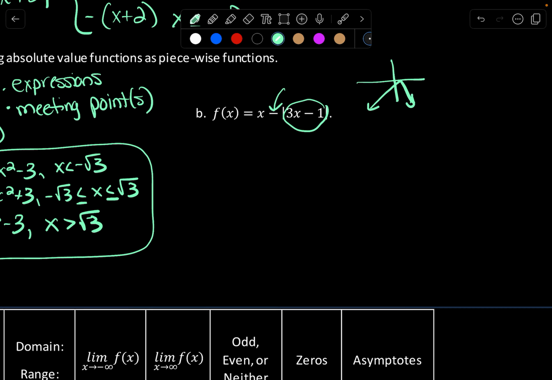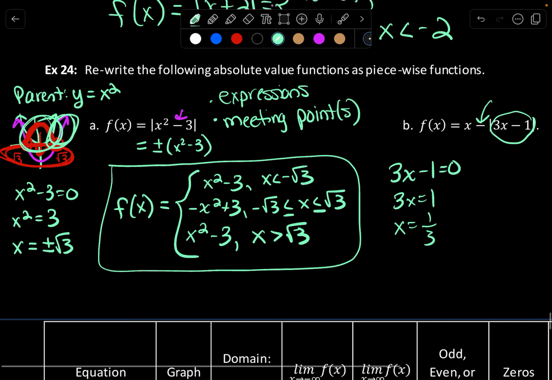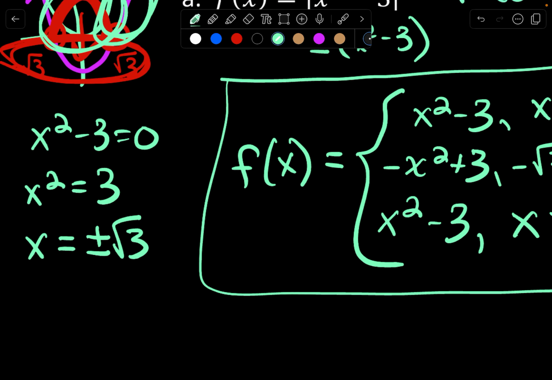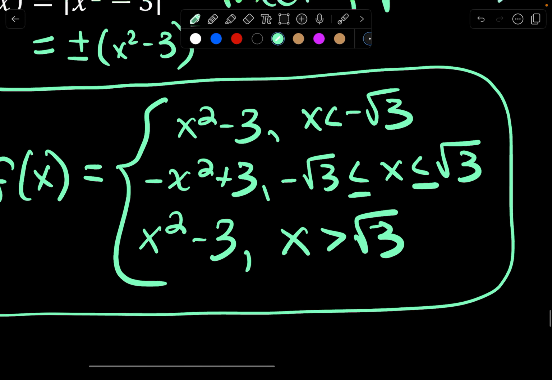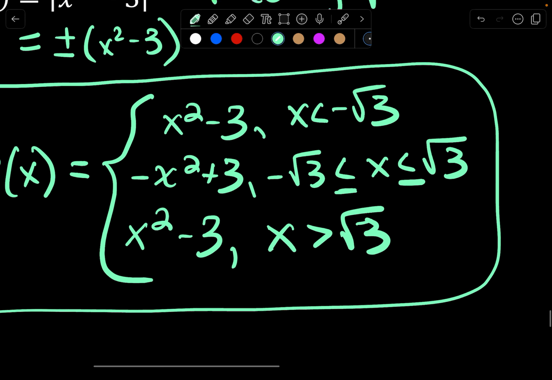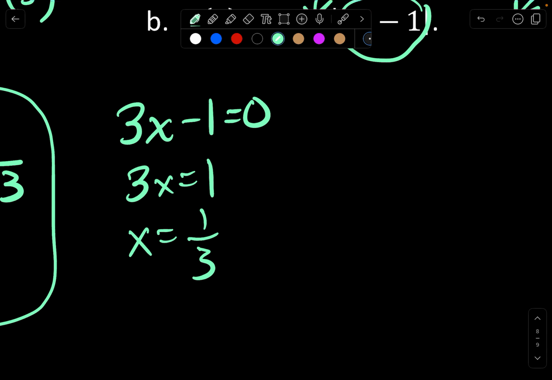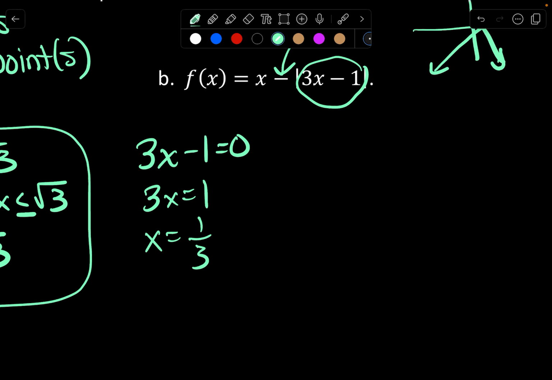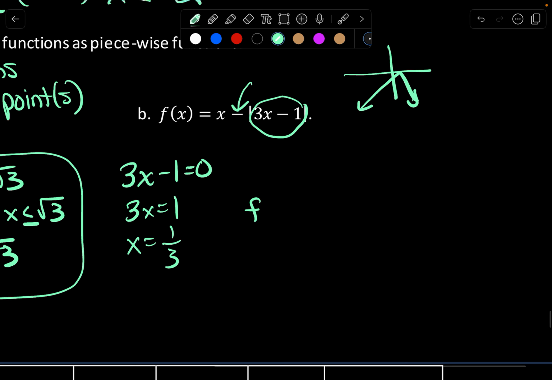So I want to find the meeting point, so I'm going to set whatever is inside the absolute value equal to 0. So we have 3x is equal to 1, x is equal to 1/3. So with this one over here, for example A, we had 2 meeting points, which means we should have 3 pieces to our piecewise. Over here we have 1 meeting point, which means we will have 2 pieces for our piecewise. So f of x is going to be equal to, I'm going to have 2 pieces.